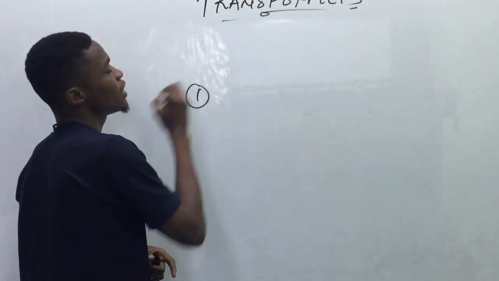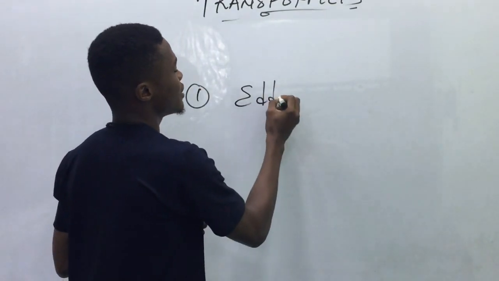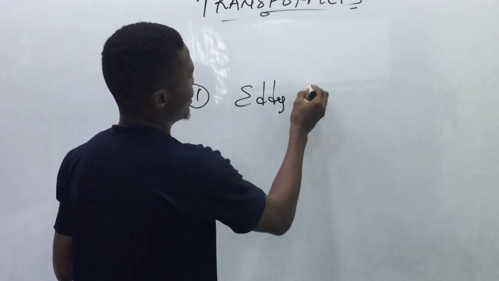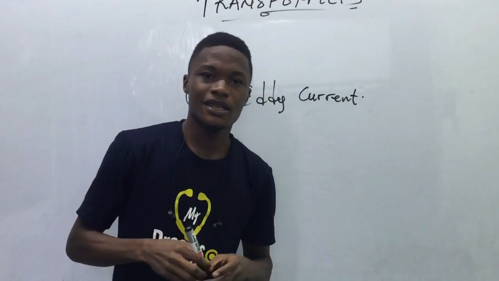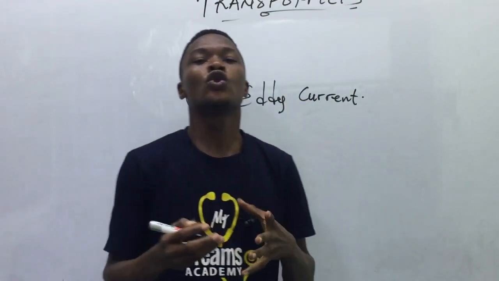Now, the first one is what? Energy loss due to what we call eddy current. Eddy current. That is the first way that a transformer can lose energy.